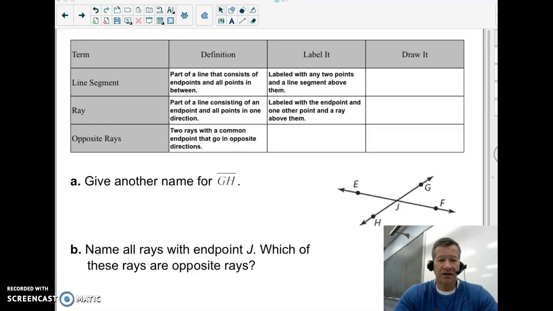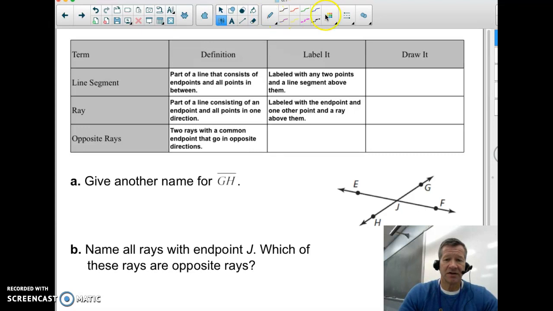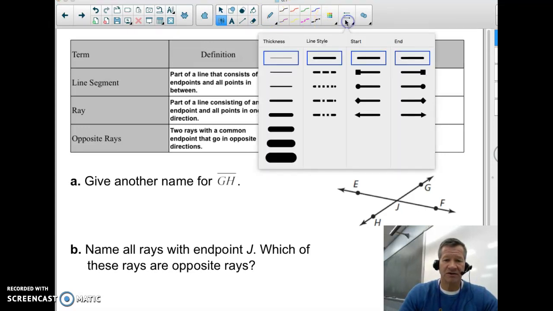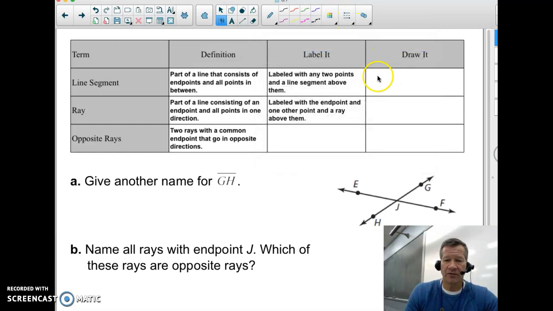Example 2, we're going to learn how to label and draw some other things now. So let's start with a line segment. A line segment is a part of a line that consists of endpoints and all points in between. It's labeled with any 2 points that are on that line segment, and we'll draw a little small line segment above it. Okay, so let's just draw and label one real quick here.